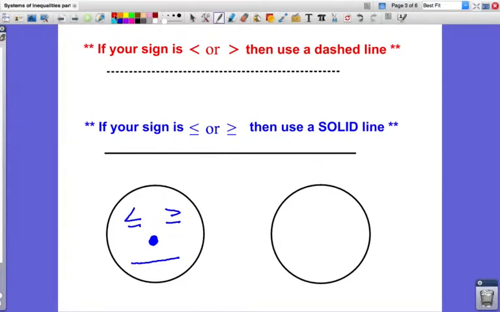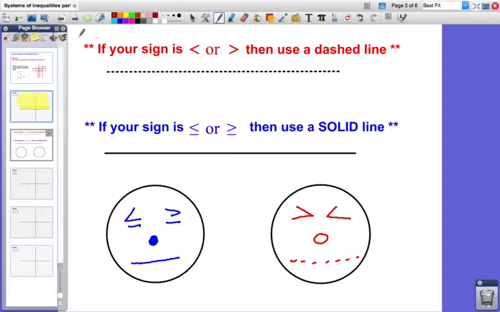Now, if I have, I'll make an angry face here, greater than or less than, on the number line we would graph it with an open circle. And then on the coordinate plane, we use a dashed line. So these are two faces that I like to use to help me memorize when to use a dashed line or a solid line. So hopefully those will help you out as well.